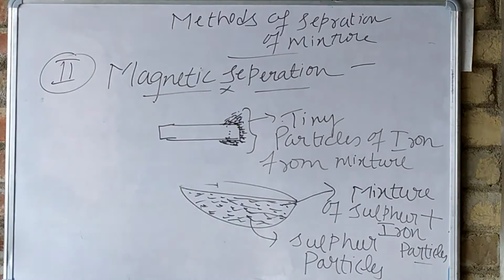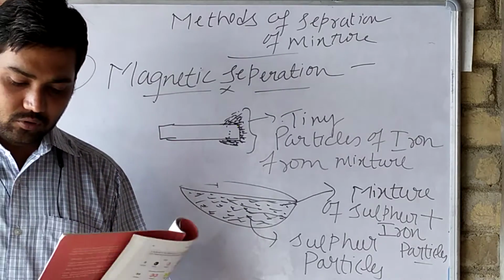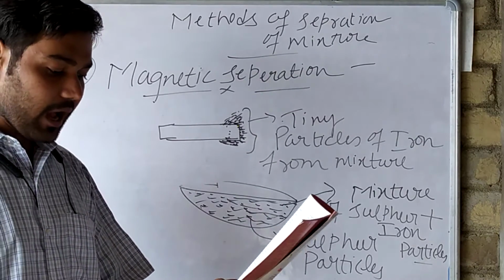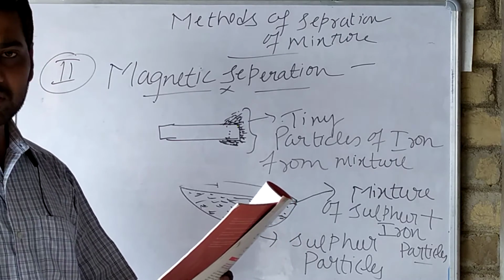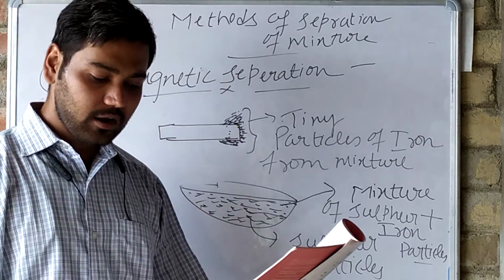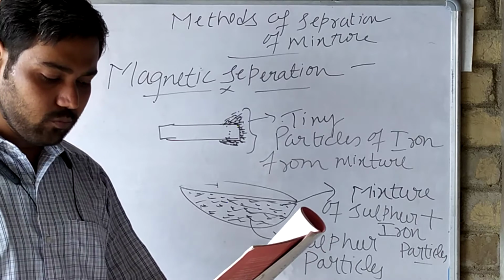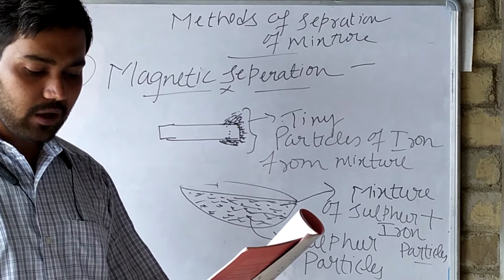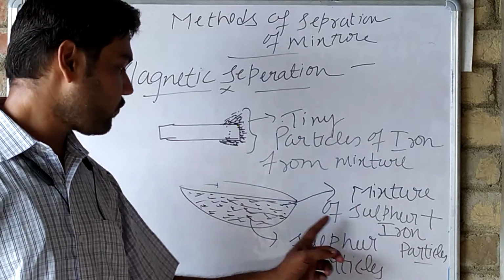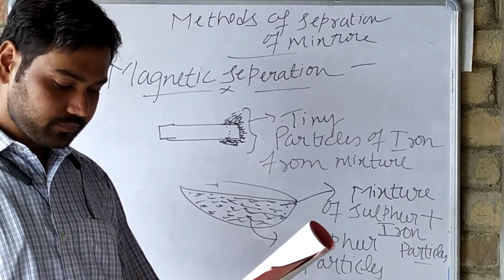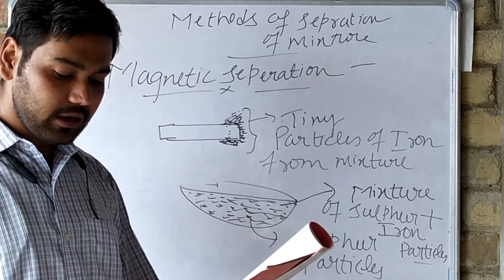It is also given in the book, so now I am reading. Iron is attracted by magnet. It is written on page number 31. If you move a magnet through a mixture of iron filings and sulfur, the iron particles cling to the magnet.